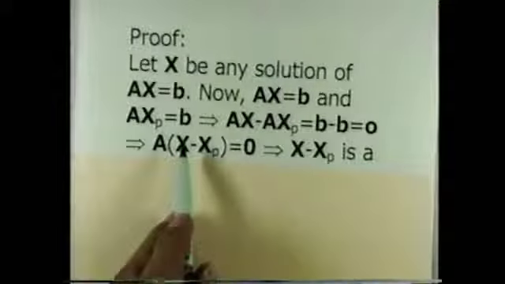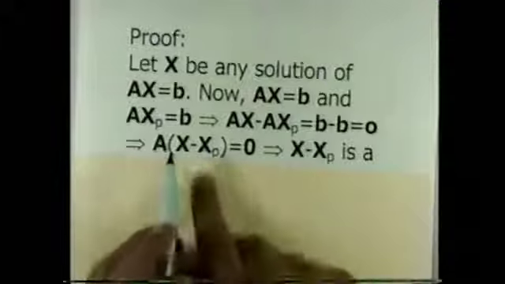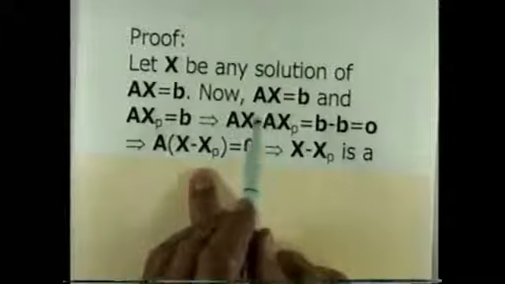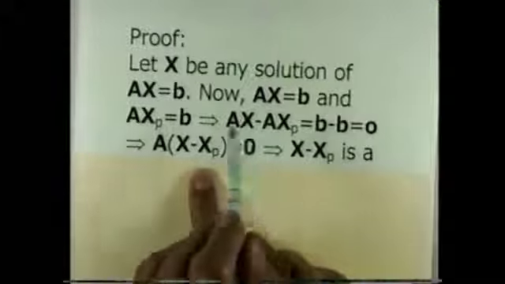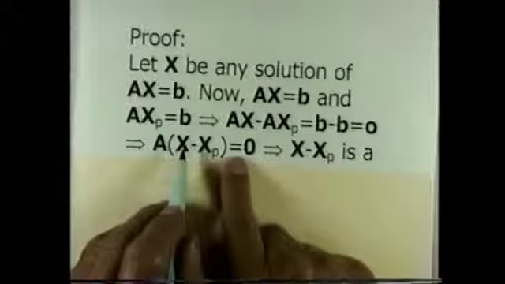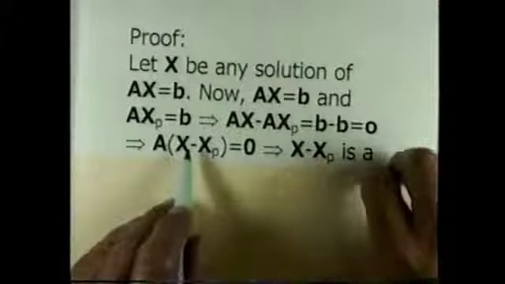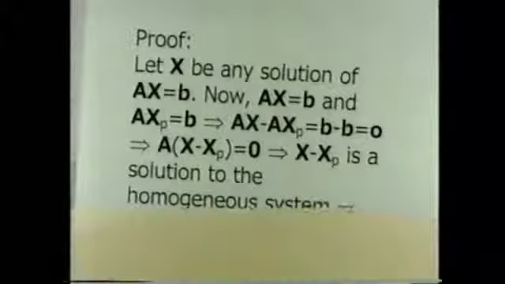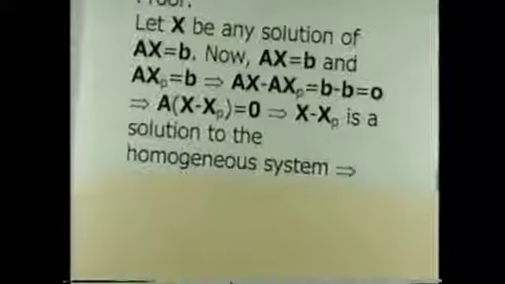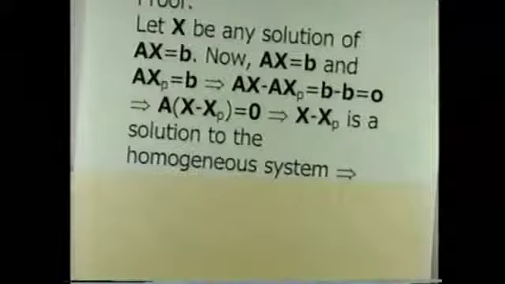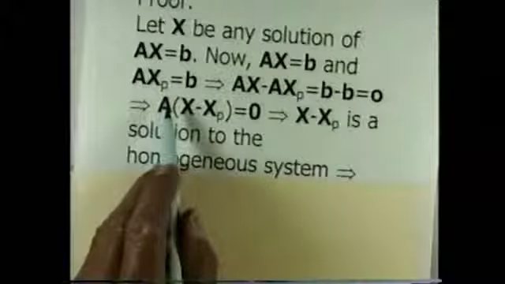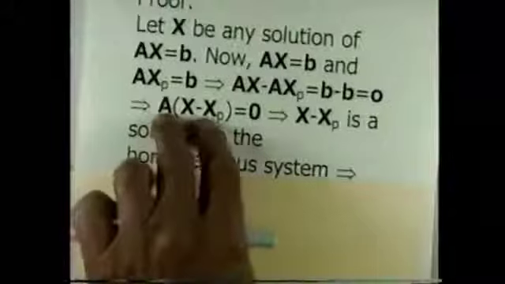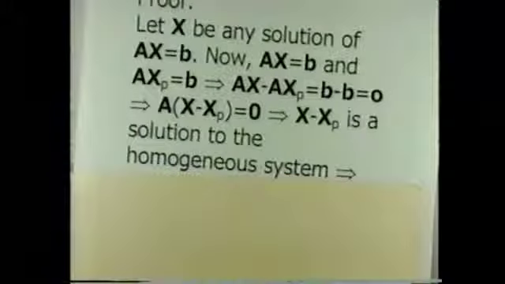This implies that A times (x minus xp) is equal to 0, because I can use the distributive property in reverse and factor out the A. Well, if A times a vector is equal to 0, then that vector, x minus xp, is a solution to the homogeneous system. Now, the homogeneous system meaning A times the vector is equal to 0.